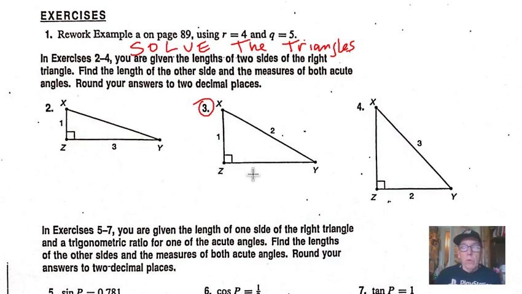So we're missing a side over here. This is the hypotenuse. So a squared plus b squared is c squared. 2 squared minus 1 squared is going to be zy squared, the distance from z to y squared. 4 take away 1 is 3. 3 equals zy squared. Zy is going to be square root of 3.